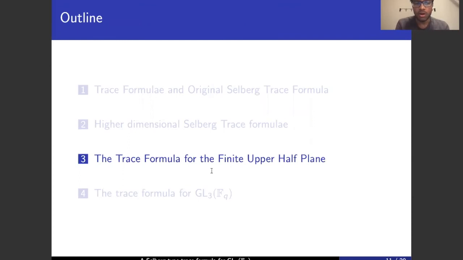Now, C will talk about the finite upper half plane, which is the setting that we have been working on.